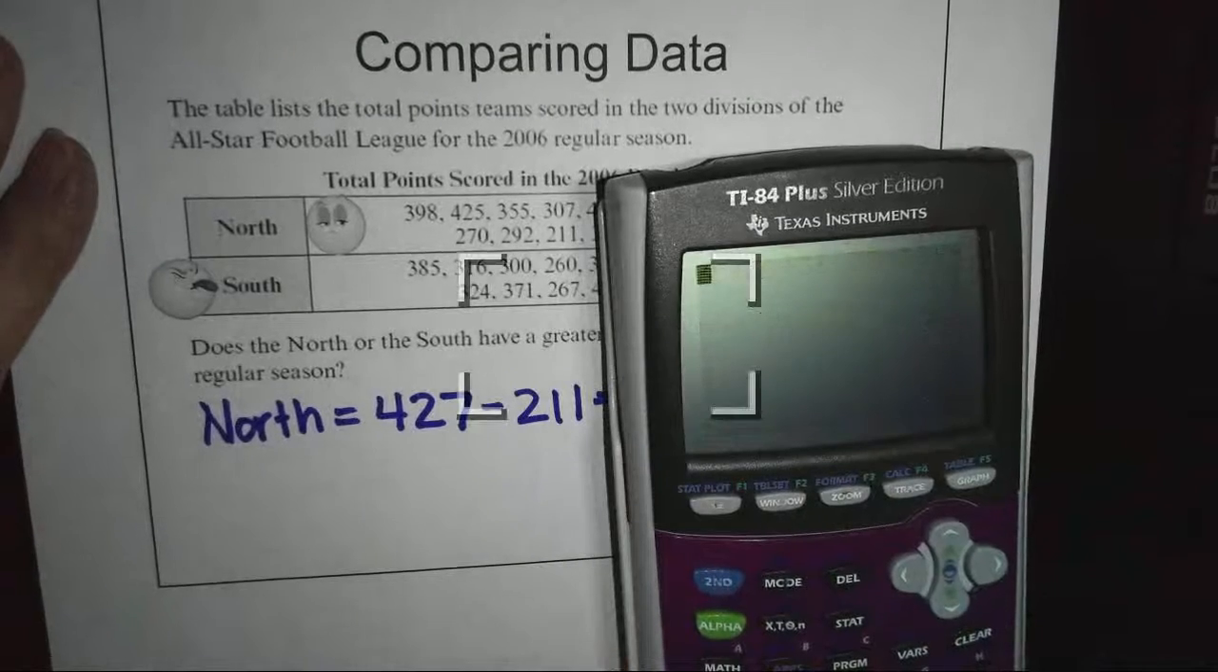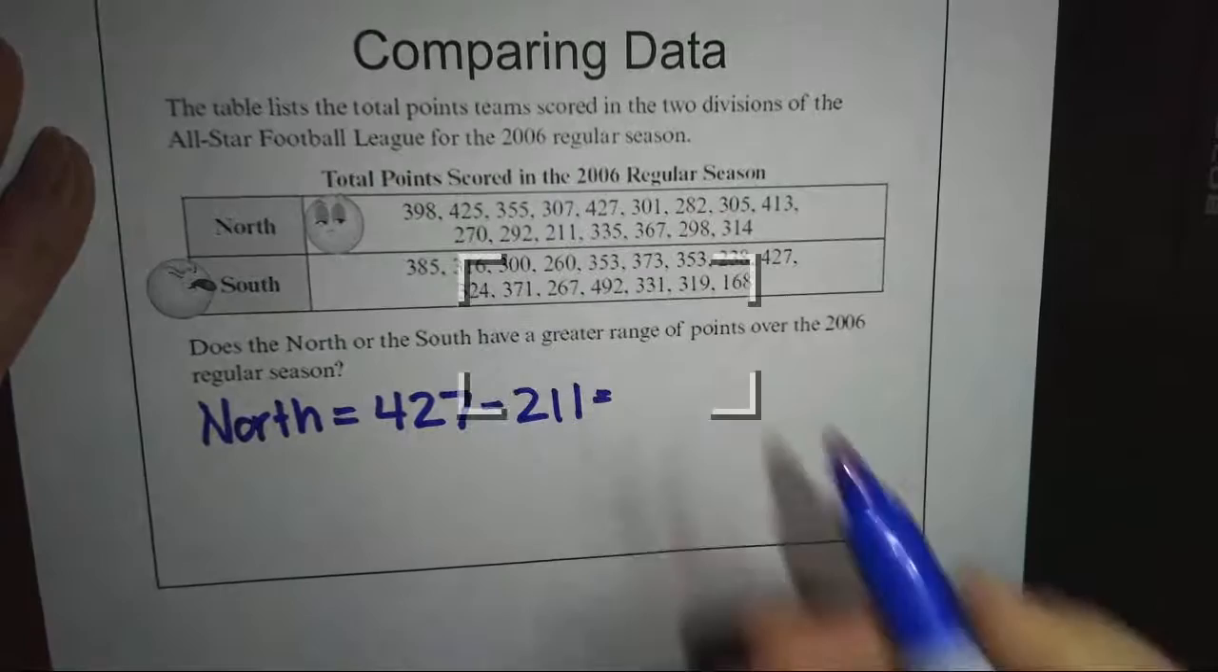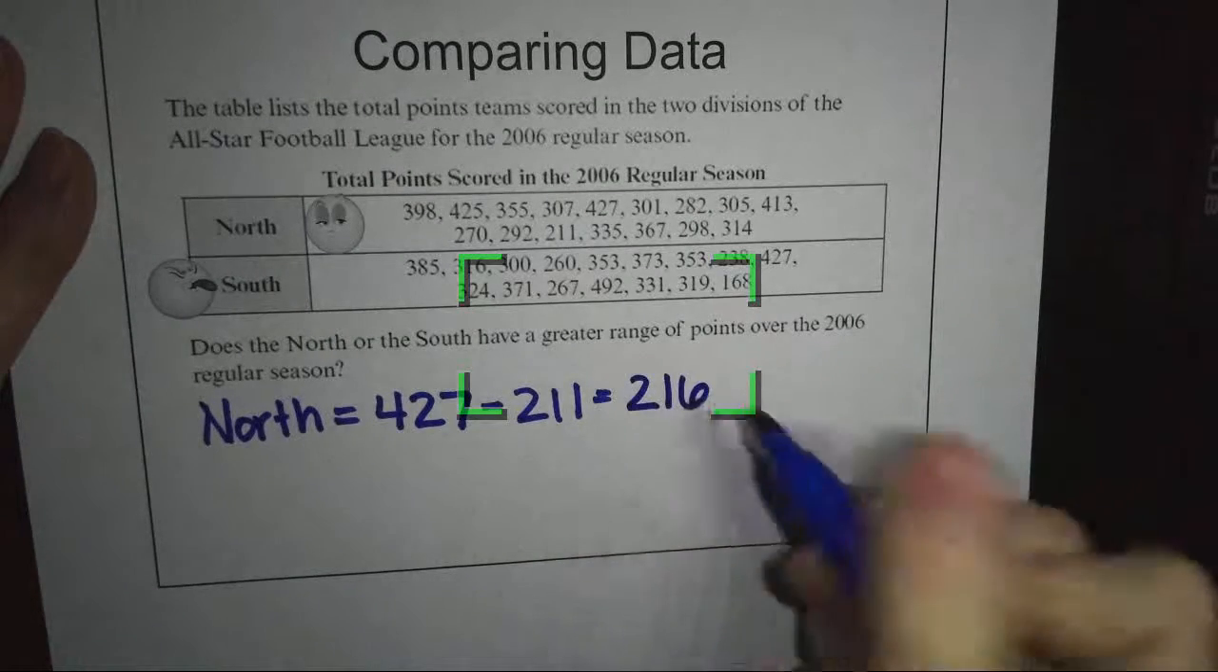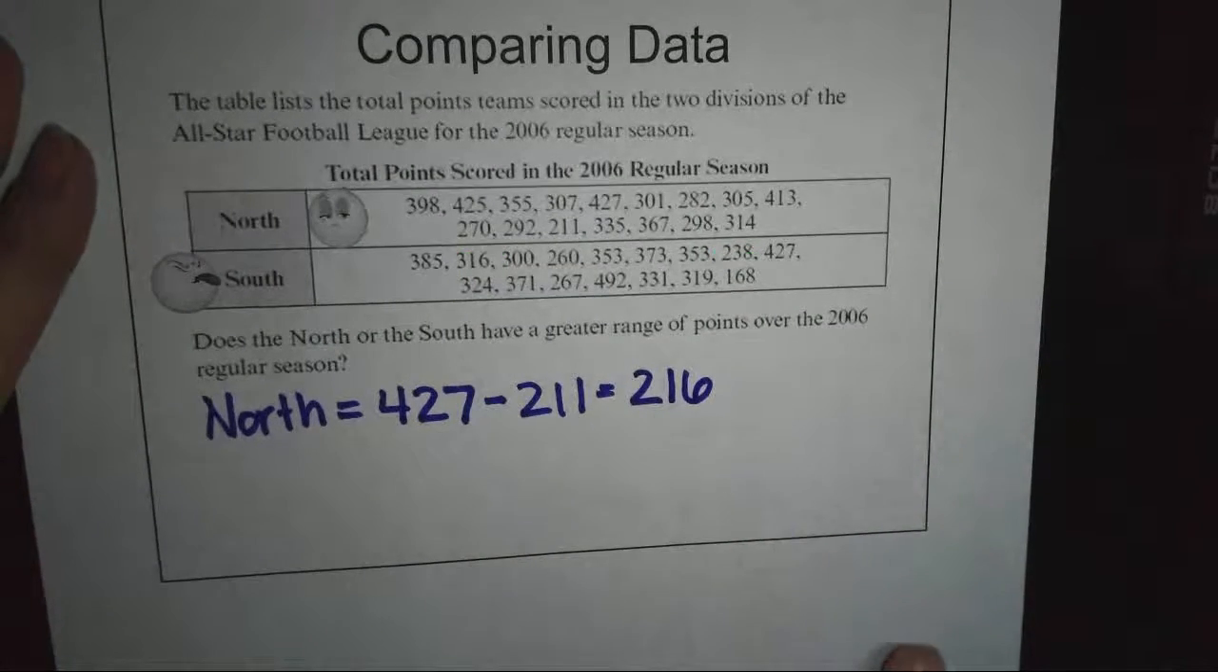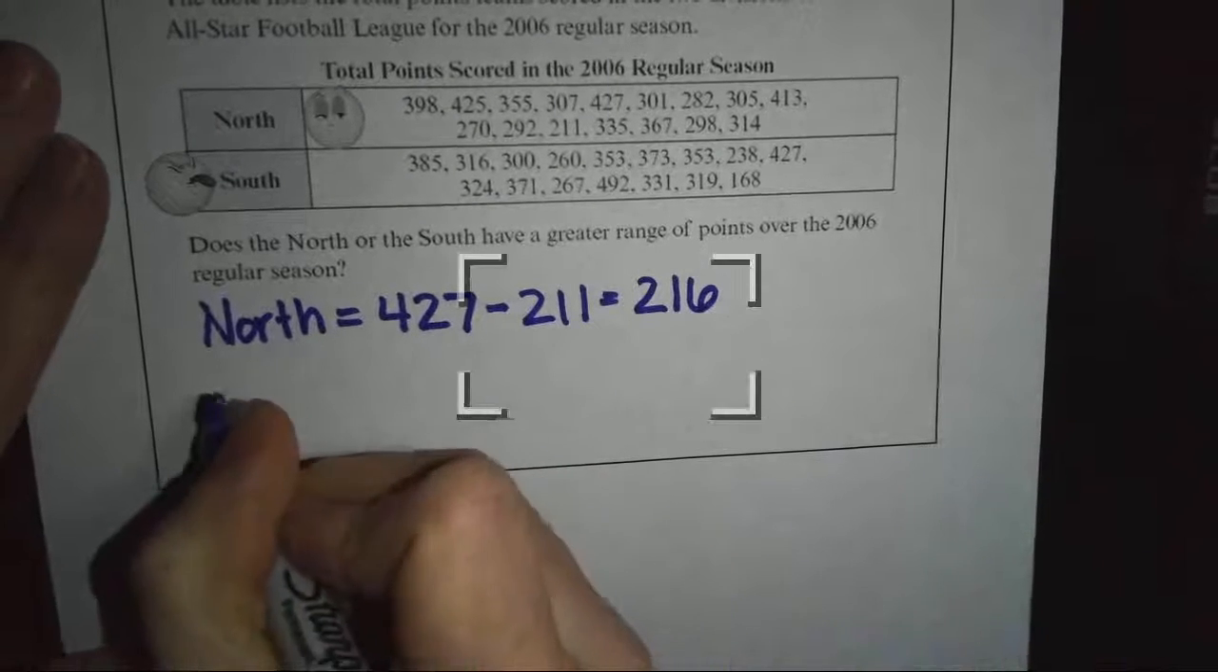Now, when we subtract 427 minus 211, we get 216. So the north range is 216. Now let's look at the south.